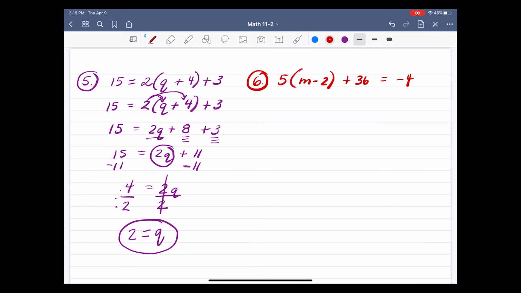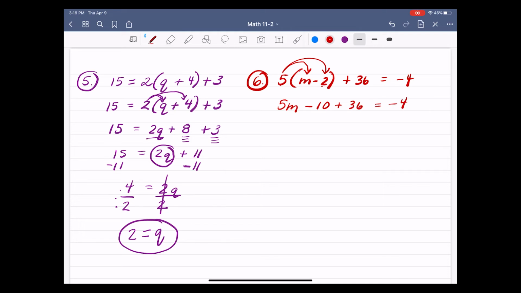Notice we have the distributive property, and we have to multiply the 5 times everything inside the parentheses, 5 times m, and 5 times a minus 2. So 5 times m is 5m. 5 times a negative 2 is minus 10, plus 36 equals negative 4.